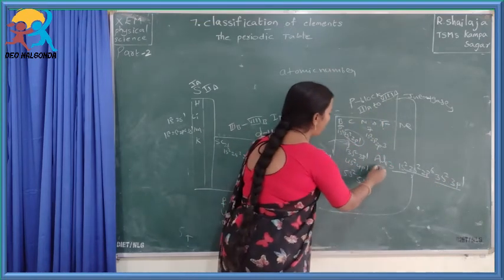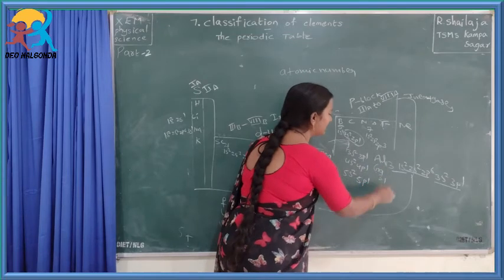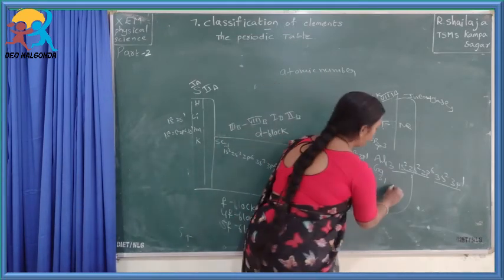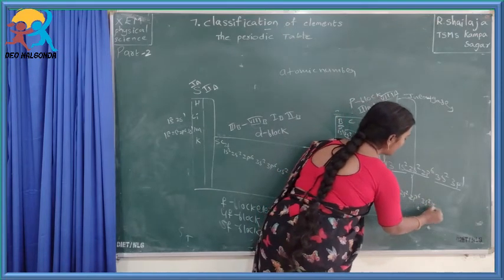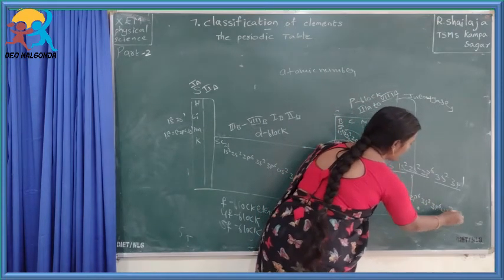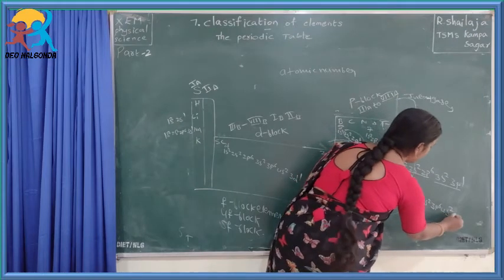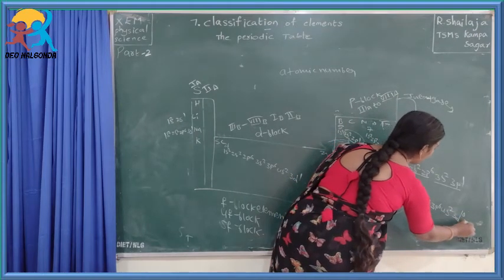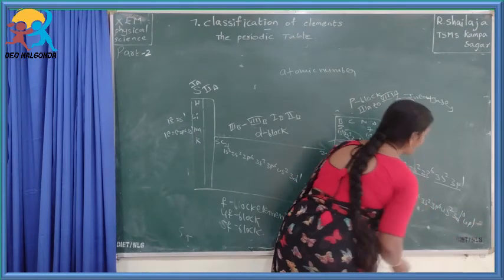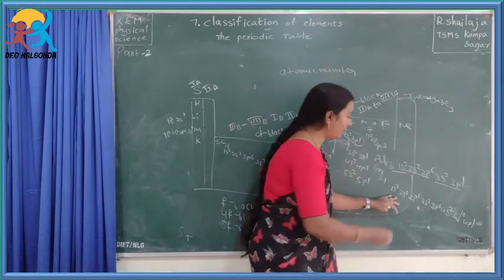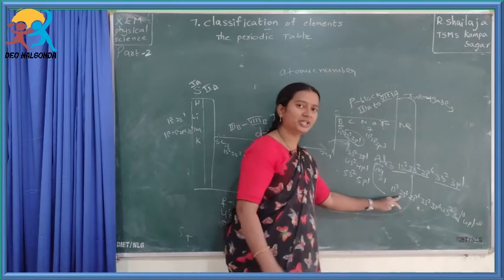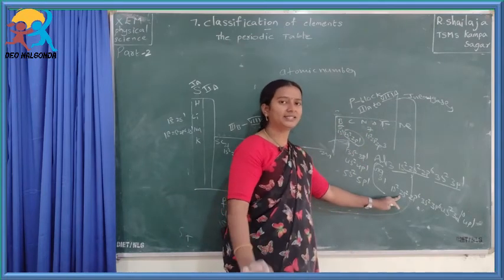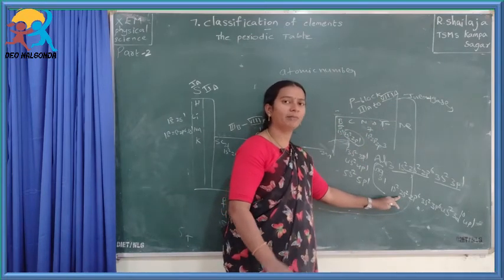After aluminium, gallium is there. This is atomic number 31: 1s2, 2s2, 2p6, 3s2, 3p6, 4s2, 3d10, 4p1. Here you see, this is the gallium electronic configuration. By using the Moeller diagram we can easily write the electronic configuration of any element.